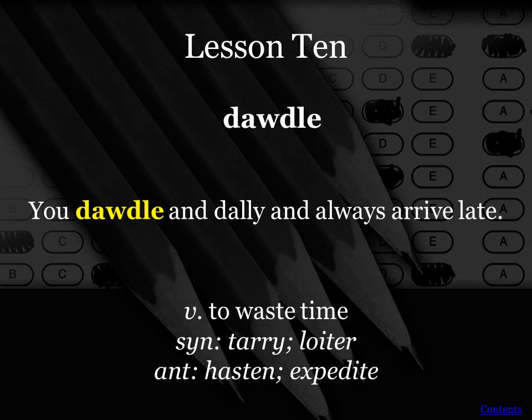Sometimes you see in front of stores signs that say no loitering. The owners of the business don't want people just hanging around unless they're going to come in and actually buy something. The opposite would be hasten or expedite. If you want to expedite something, you want to speed it up.